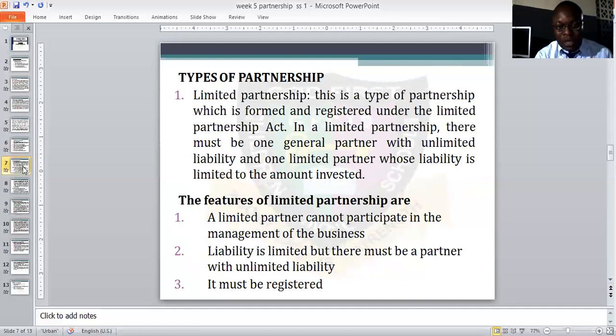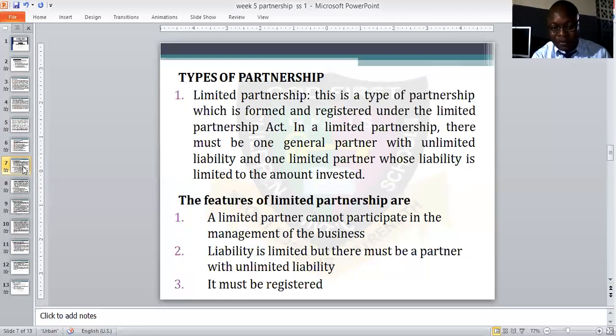Then let us look at the types of partnership. One, we have limited partnership. This is a type of partnership which is formed and registered under the Limited Partnership Act. So this type of partnership must be registered under the Limited Partnership Act, and there must be one general partner with unlimited liability, and one limited partner whose liability is limited to the amount contributed.